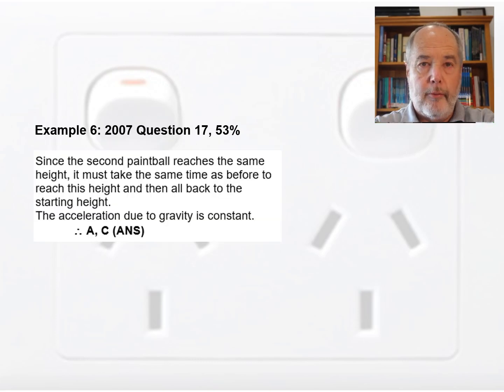Since both paintballs reach the same height, they must take the same time to get there because the acceleration remains constant, which means that the time to the top is the same, so the time back down is the same, so the time of flight will be the same. Therefore A and C. B can't be right because in the same time it needs to travel a lot further, so the speed must be greater and the angle must be less.